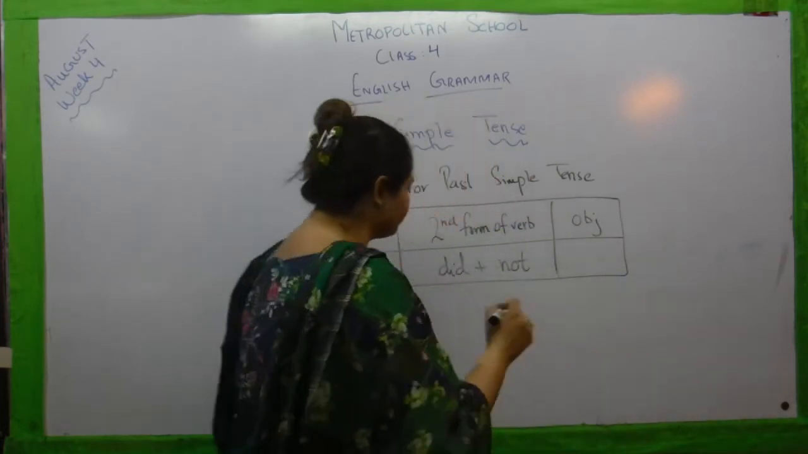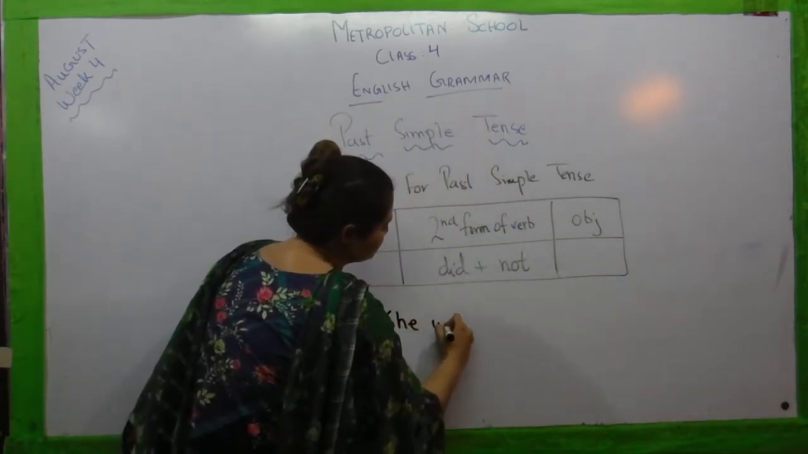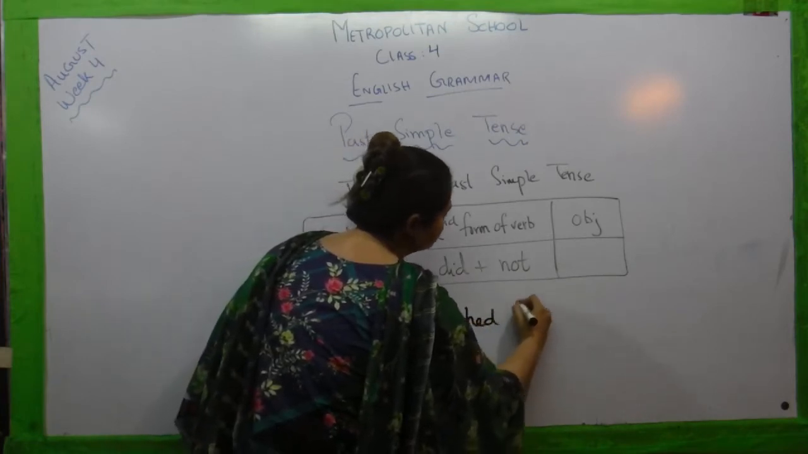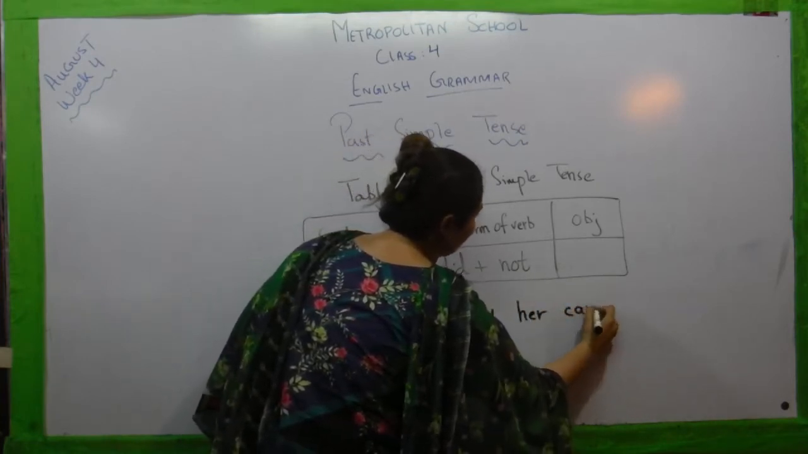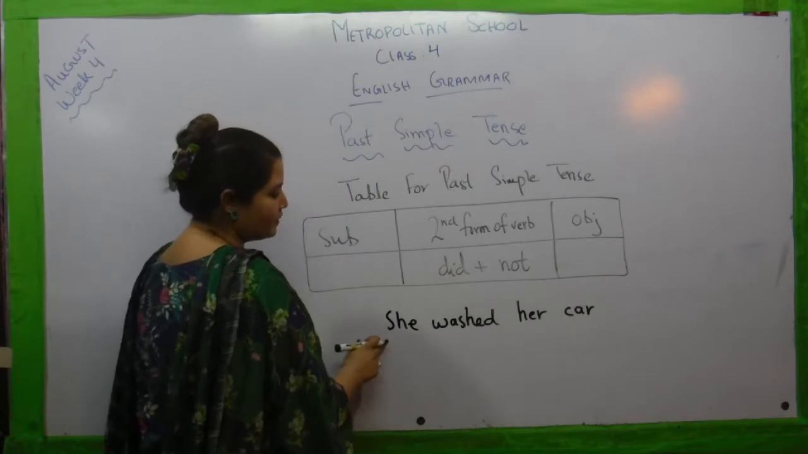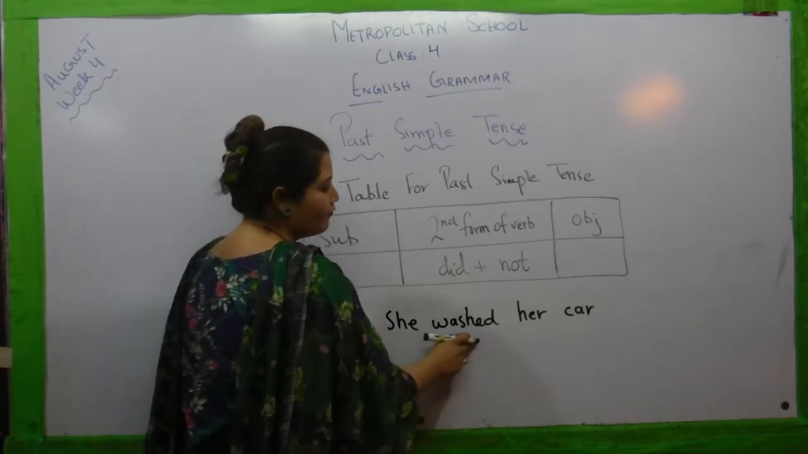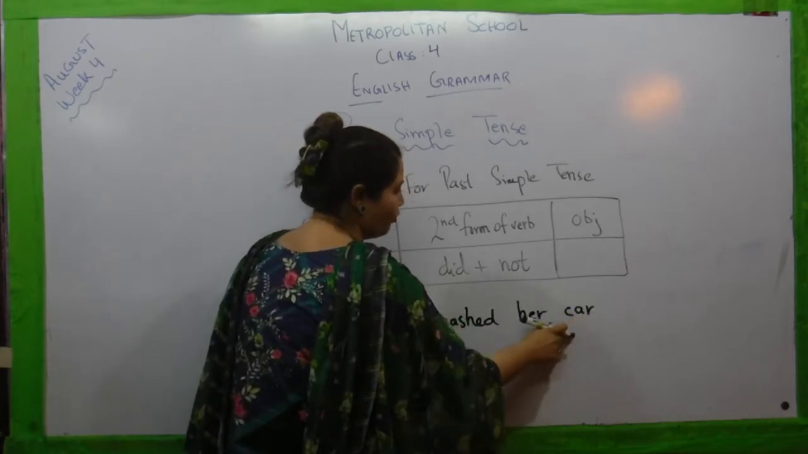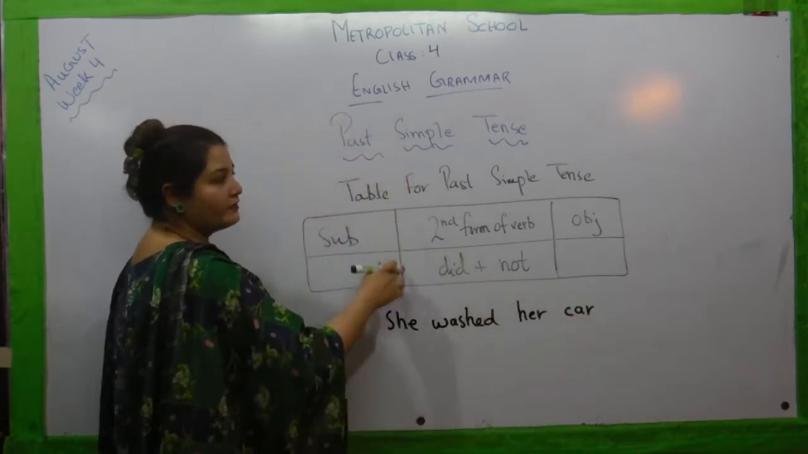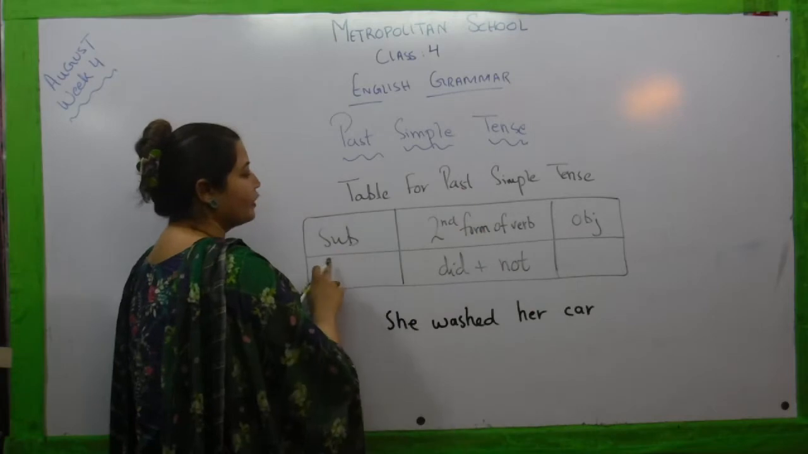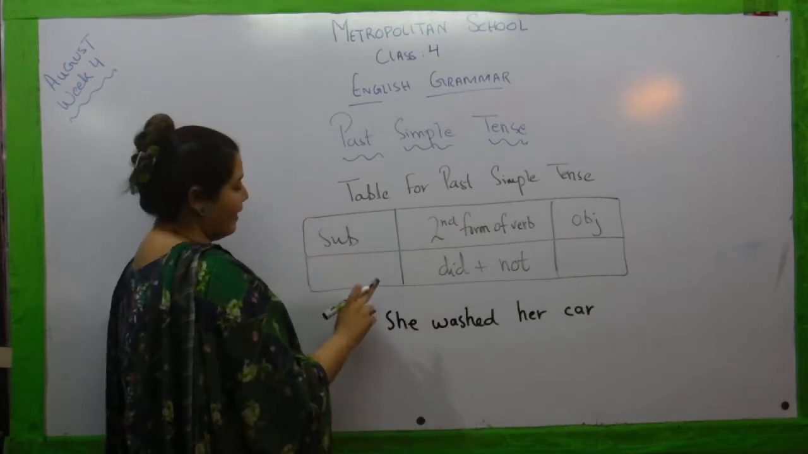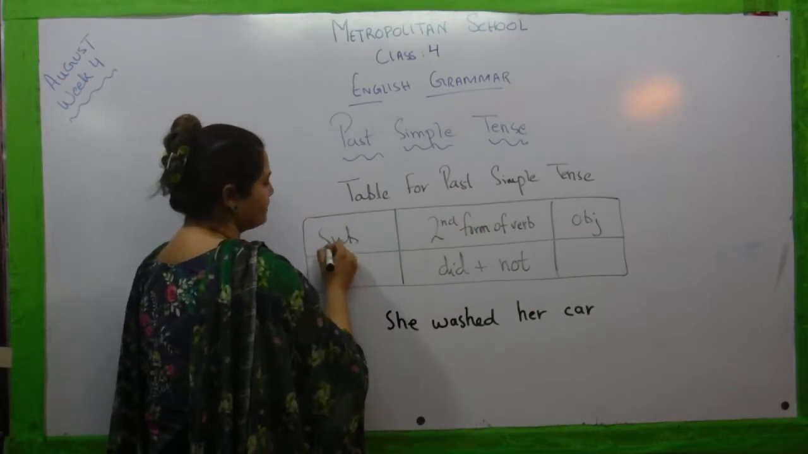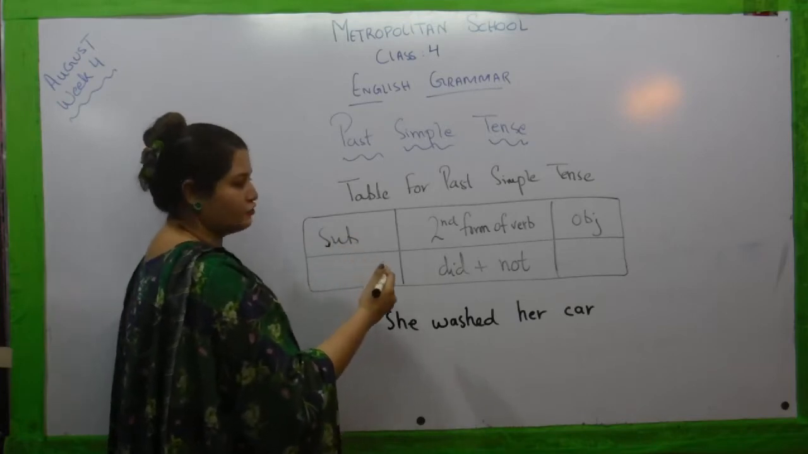For example, she washed her car. In this sentence, she is the subject, washed is the second form of verb, and car is the object. If you look at the table here, table for past simple tense, you will find out that at first you will have to write a subject. What is a subject? A doer of an action.